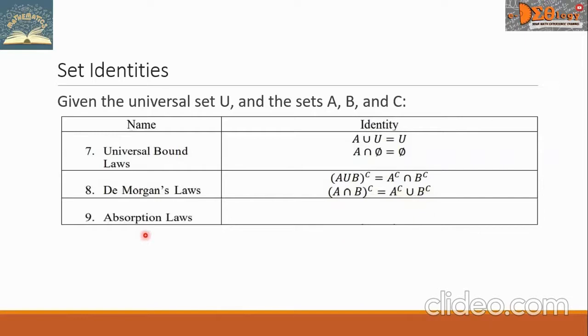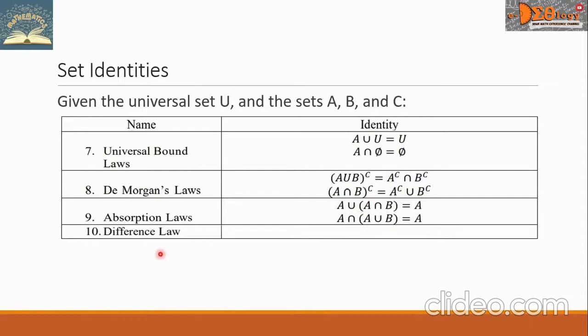Number 9 is absorption laws. A ∪ (A ∩ B) equals A. A ∩ (A ∪ B) equals A. Number 10 is the difference law. It says A minus B equals A ∩ the complement of B.